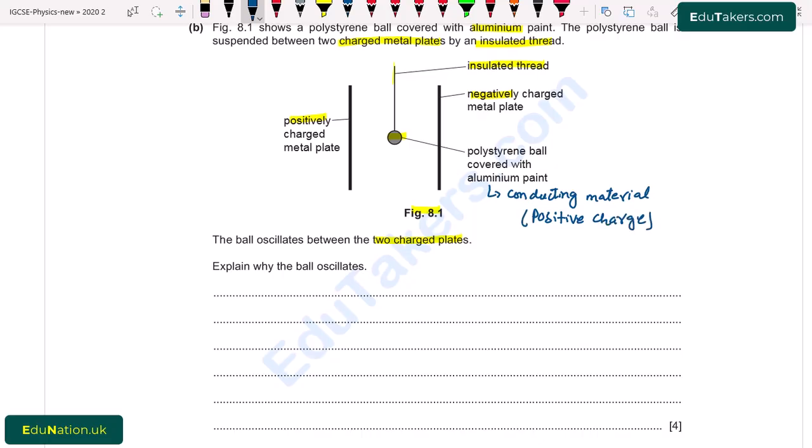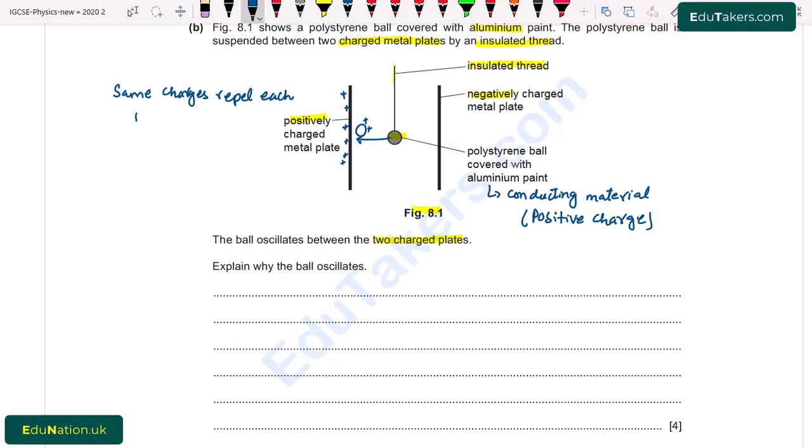No, this ball has positive charge, and this plate is also positively charged. When this ball moves towards this positive plate and is at that position, it is also positively charged, and we know that same charges repel each other.